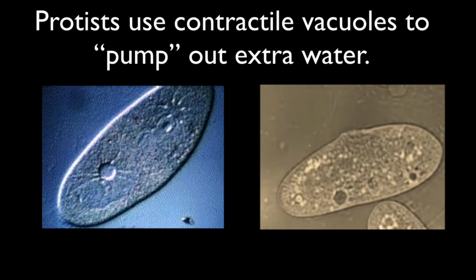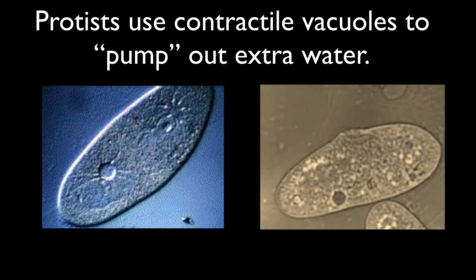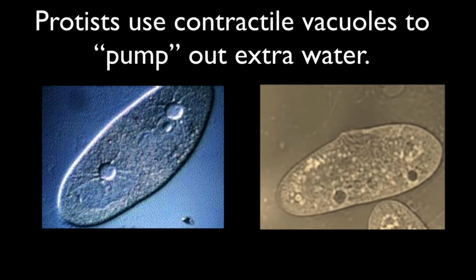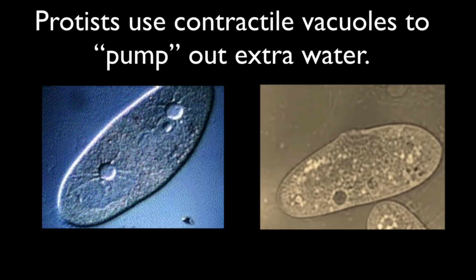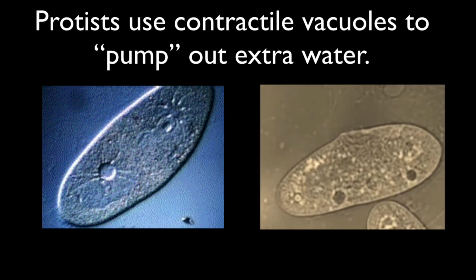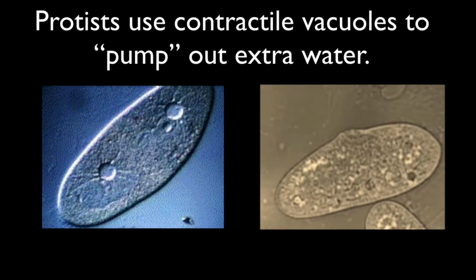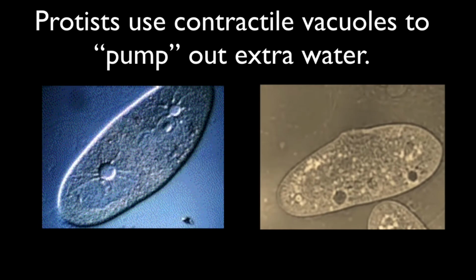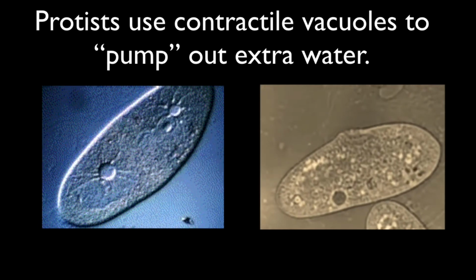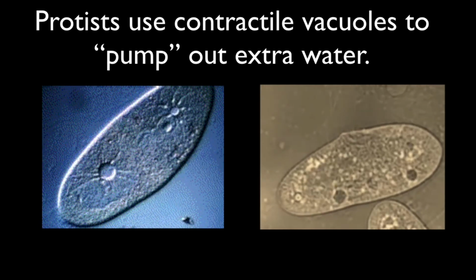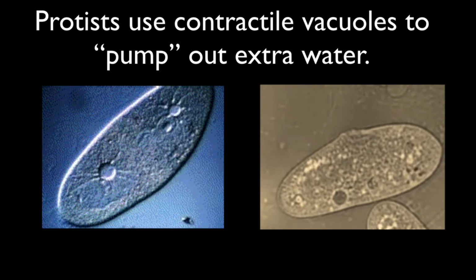And what this does is that it ensures that the cell does not end up too full of water, which can actually cause the cell to burst if the cell does not find a way of getting rid of that extra water. And so contractile vacuoles are very important in these freshwater protists because they help them from dying by bursting from too much water.